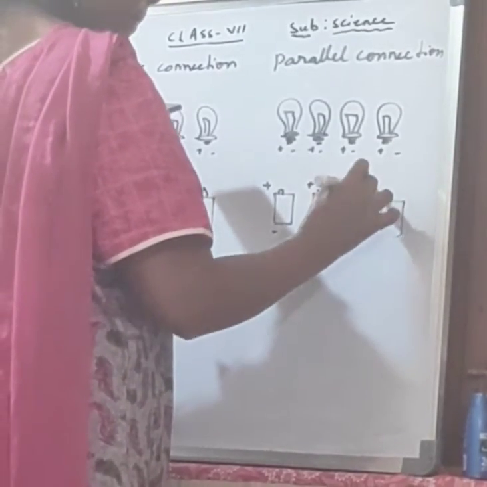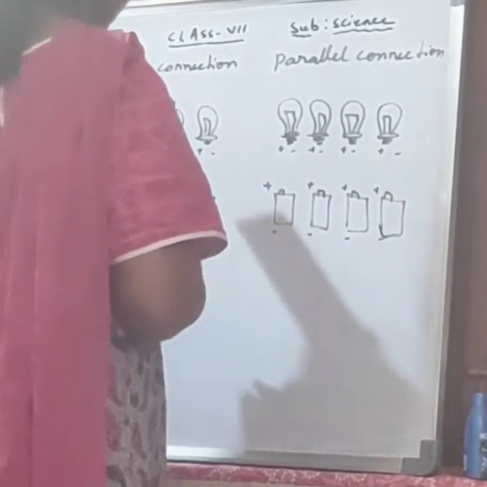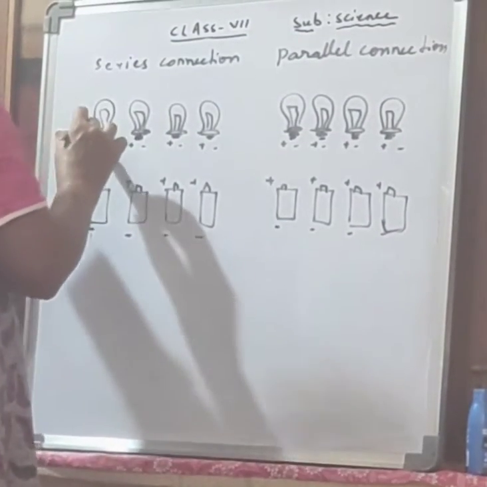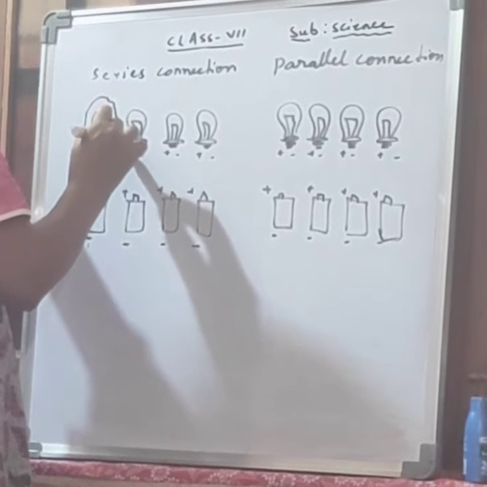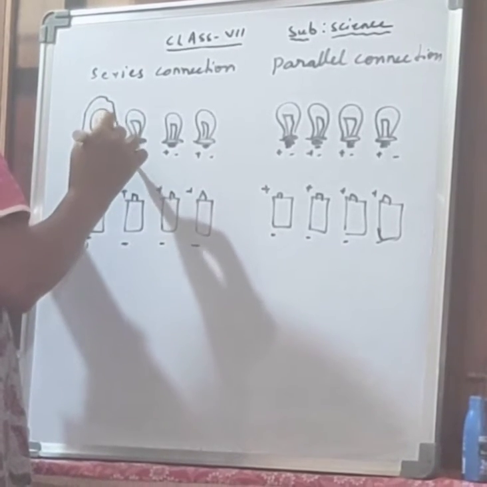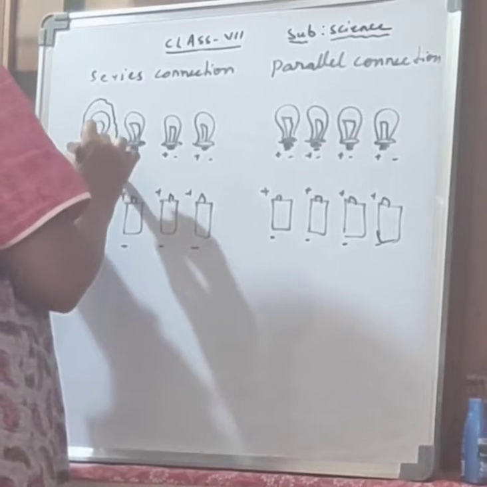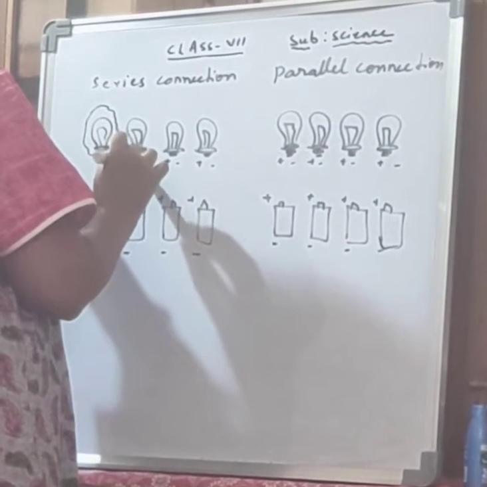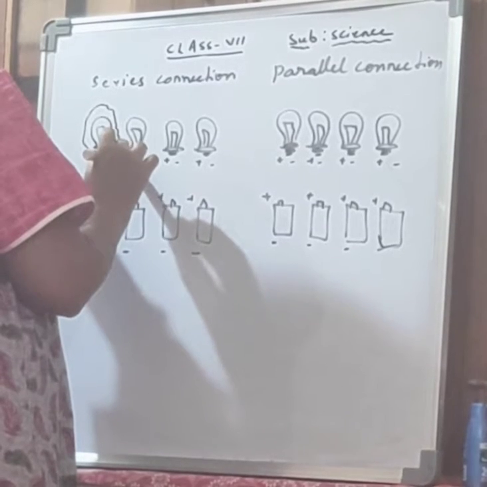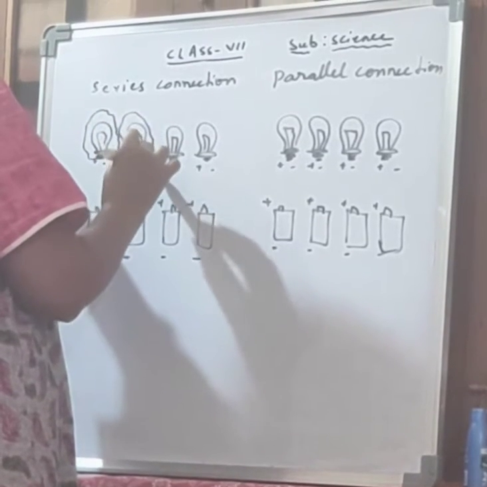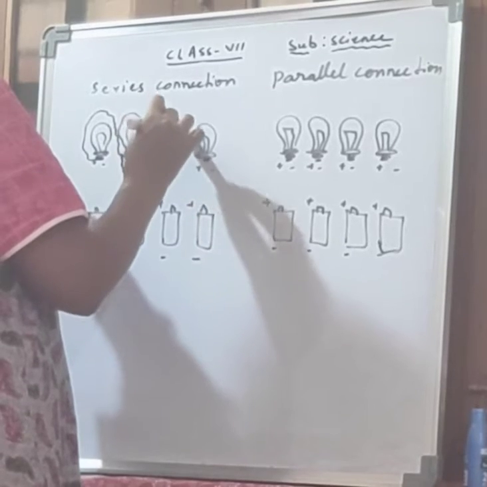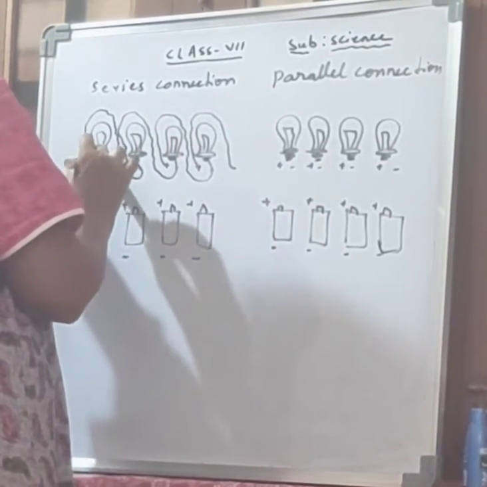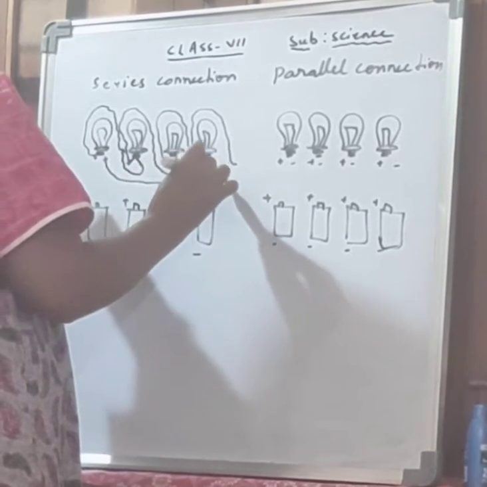Okay. So in series connection, always the bulbs or cells are connected from positive to negative. From positive to negative means like this they are connected. Okay, like this they are connected. And again from positive to negative. Again from positive to negative. And again from positive. Here negative is left now. From the negative it is taken and connected to the battery.